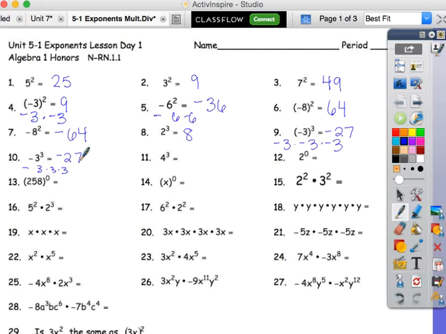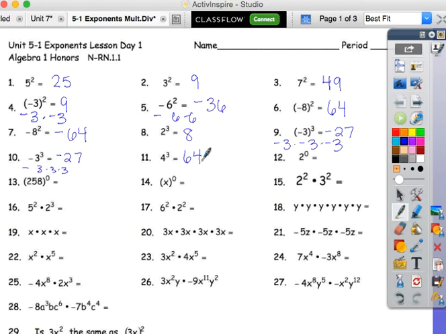Okay, number 11, 4 to the third power. 4 times 4 is 16. 16 times 4, if you don't know it, figure it out to the side. 64. Very good. Okay, number 12.